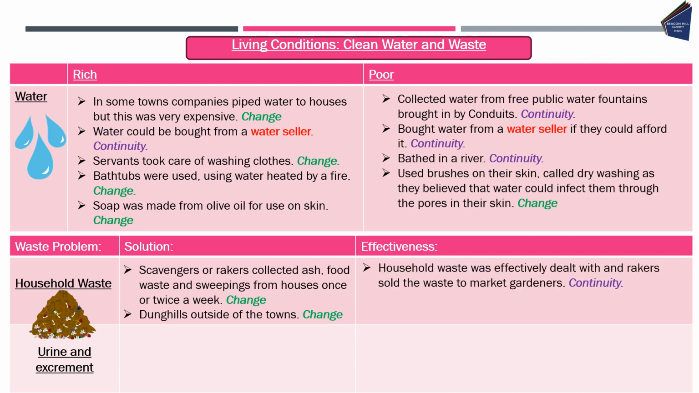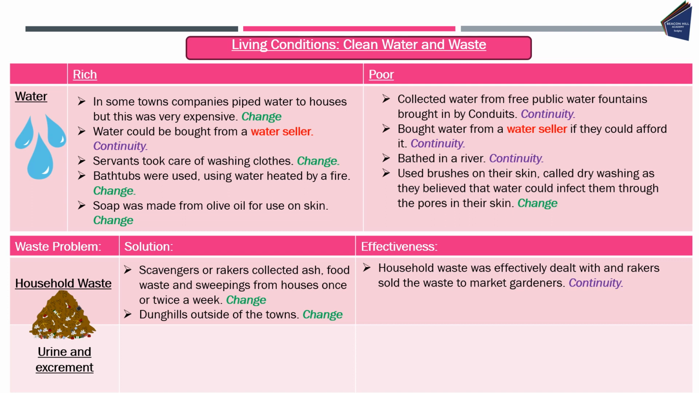In terms of effectiveness, household waste was effectively dealt with and rakers sold the waste to market gardeners. So again, we've seen this in medieval, the fact that waste is being used to kind of fertilise the ground. So it's being dealt with effectively here, and people are also making a bit of money from selling it on.